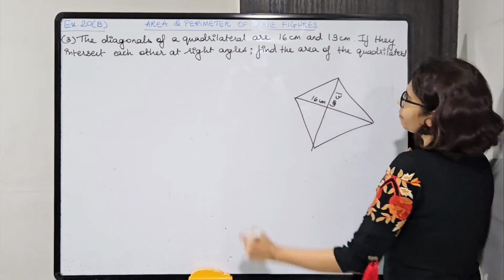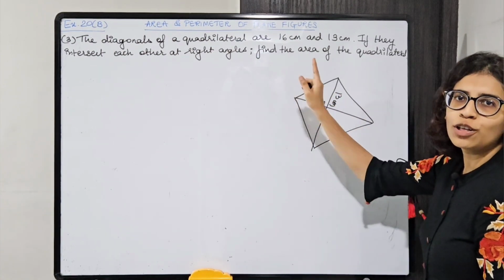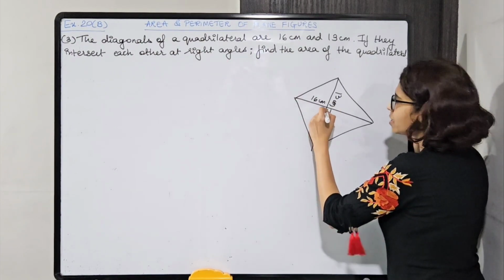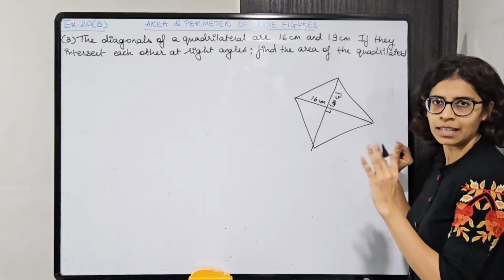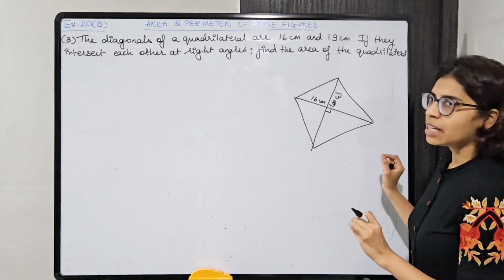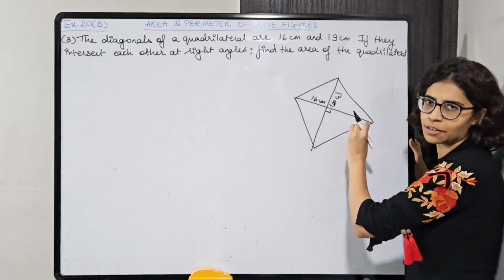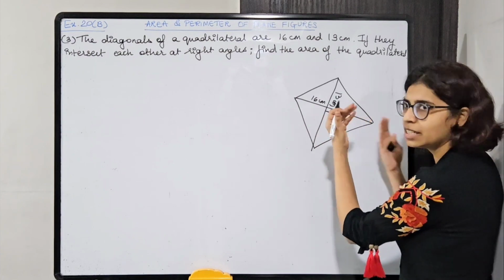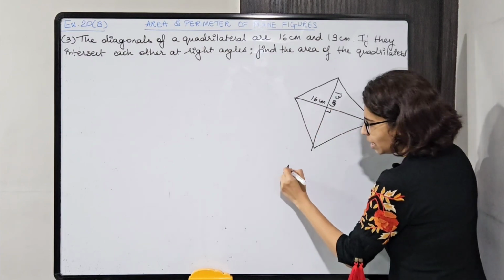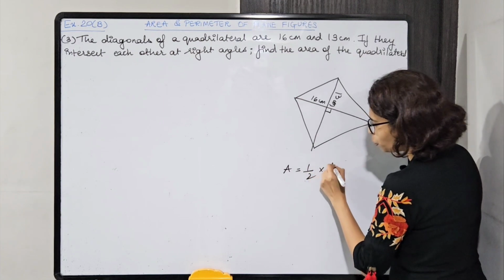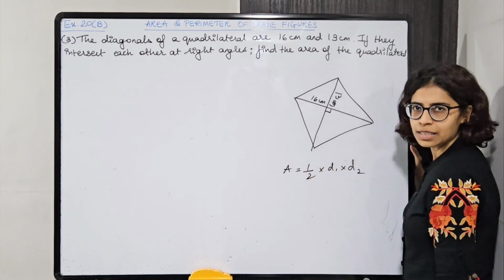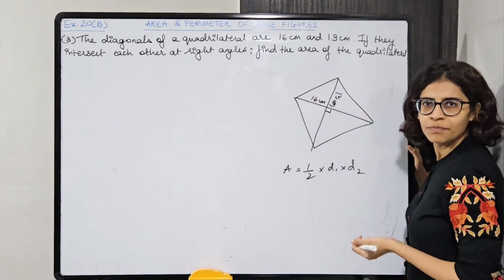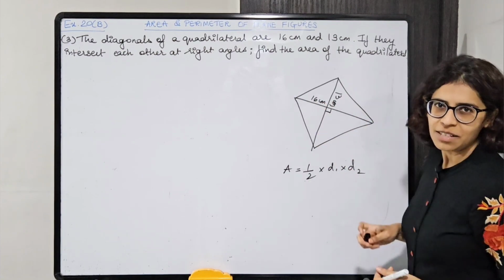Okay, they are perpendicular to each other. They are at right angles. So the diagonals are intersecting at 90 degrees, right angles पे है. In this case, what will be the area of the quadrilateral? Whenever you are told that the diagonals are perpendicular to each other and diagonals का length दिया हुआ है, then area will be half into product of the diagonals. That is half into D1 into D2, where D1 and D2 are the diagonals. Okay, so very very easy.